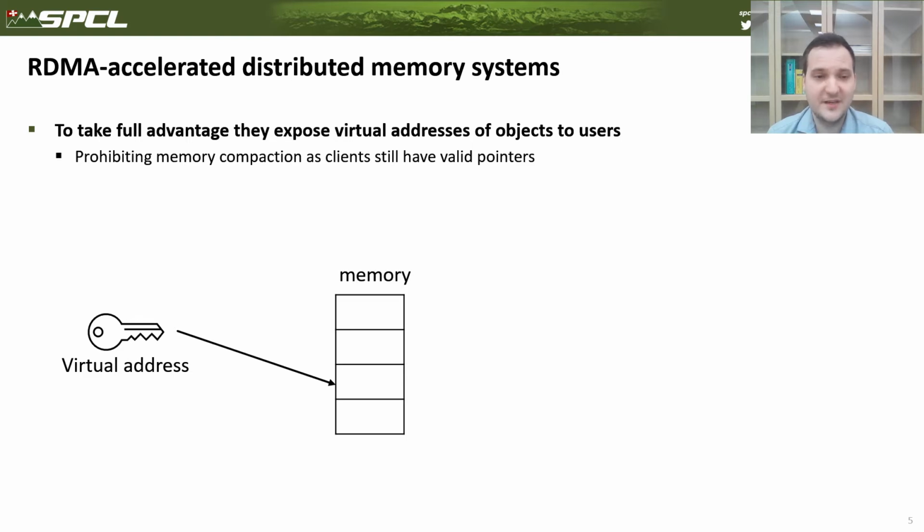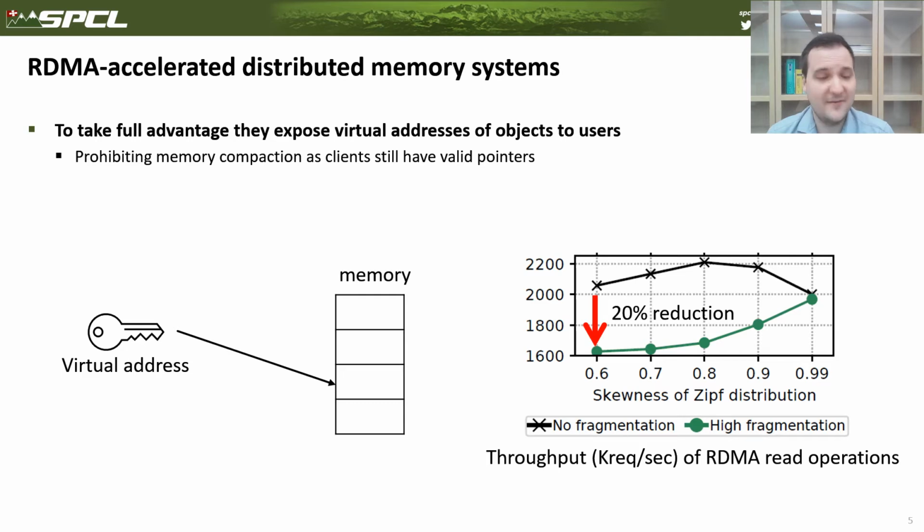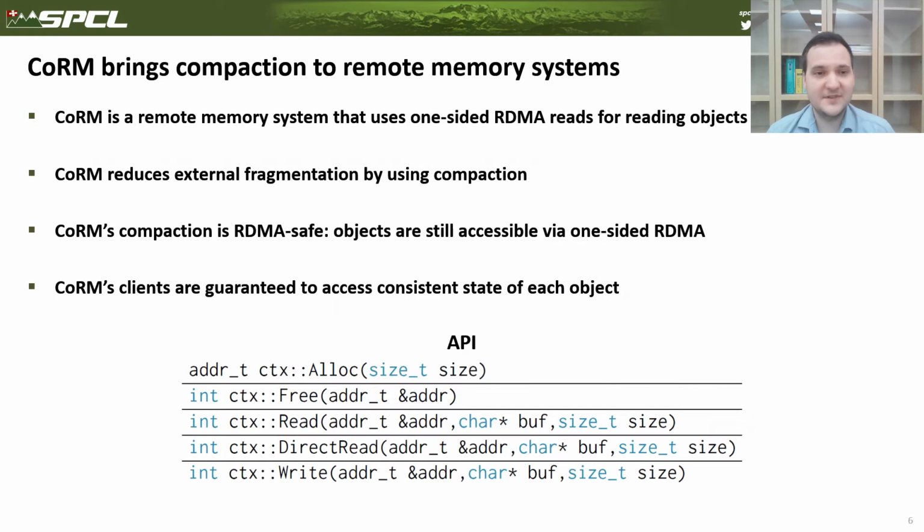What is more, when we implemented our first prototype, we benchmarked what effect fragmentation has on RDMA accesses. On the figure, you could see the throughput of one-sided RDMA reads, and for highly fragmented memory, we saw a 20% performance drop for certain Zipf skewness parameters. That's why we designed CoRM.